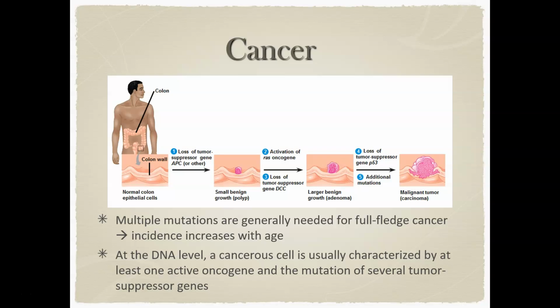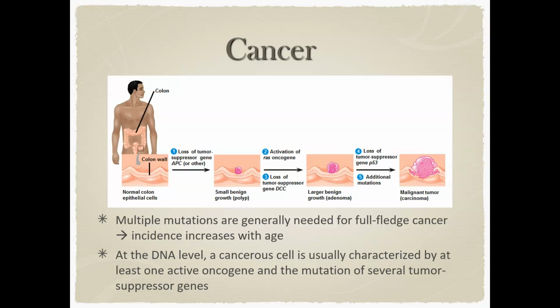So here's the good news. It's not going to take a single mutation to cause a cell to become cancerous. It takes multiple mutations. And it's not even a couple of mutations in an oncogene or a couple of mutations in a tumor suppressor gene. You need multiple mutations in both those oncogenes and those tumor suppressor genes in order to create the cancer.